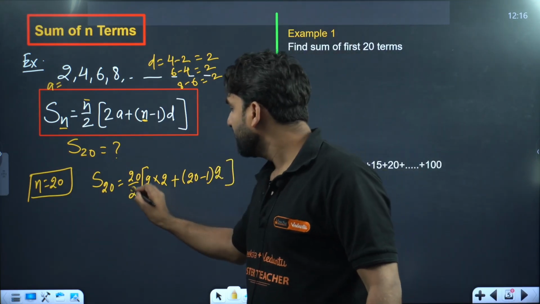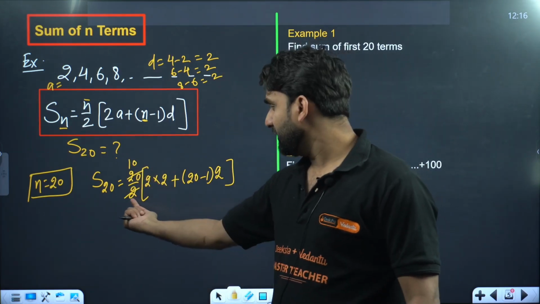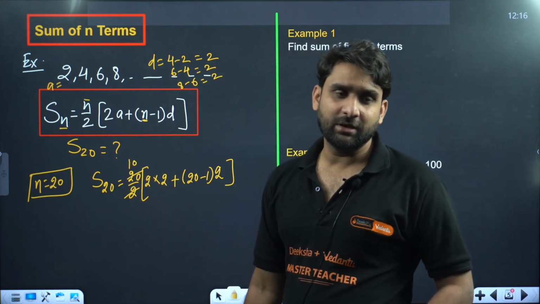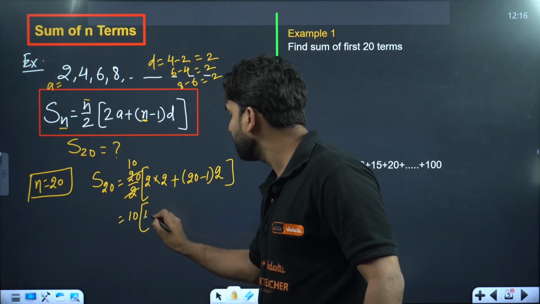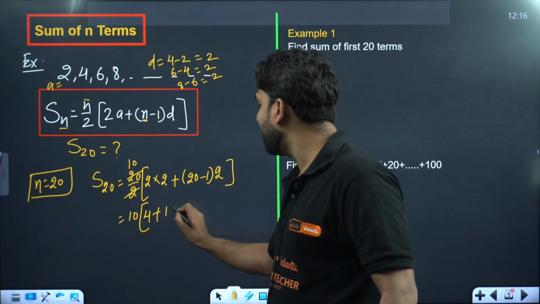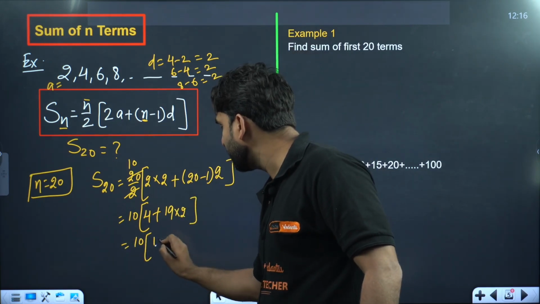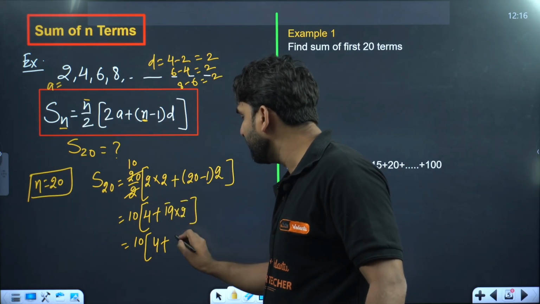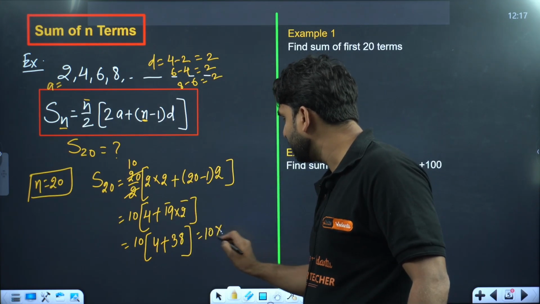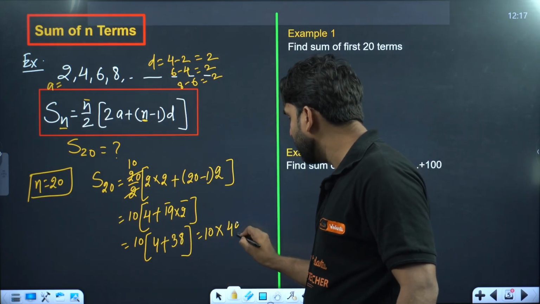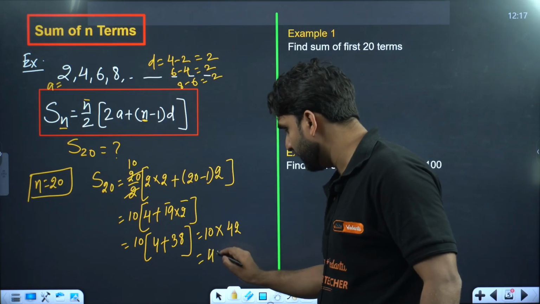Now solve this. If the number is getting cancelled by 2, please cancel this. Otherwise, if it is an odd number and is not cancelling, keep it as it is. So this is 10, 2 into 4, plus 20 minus 1 will be 19, into 2. This is 4 plus 19 into 2, which is 38. So 10 into 38 plus 4 will be 42, and 42 into 10 will be 420.